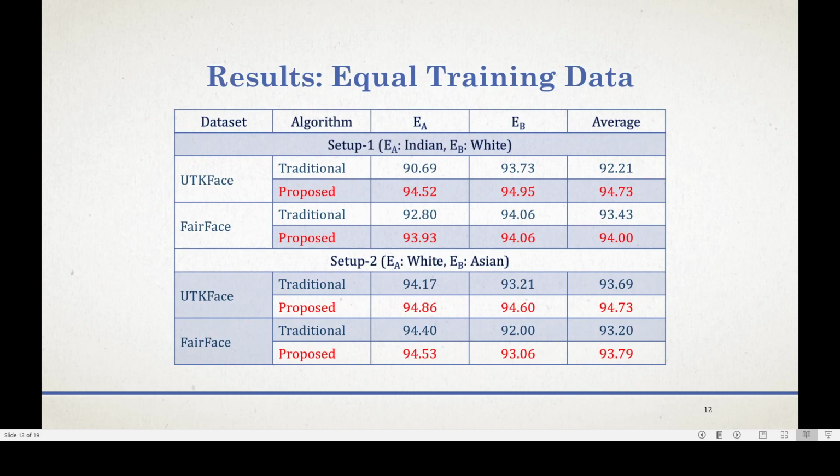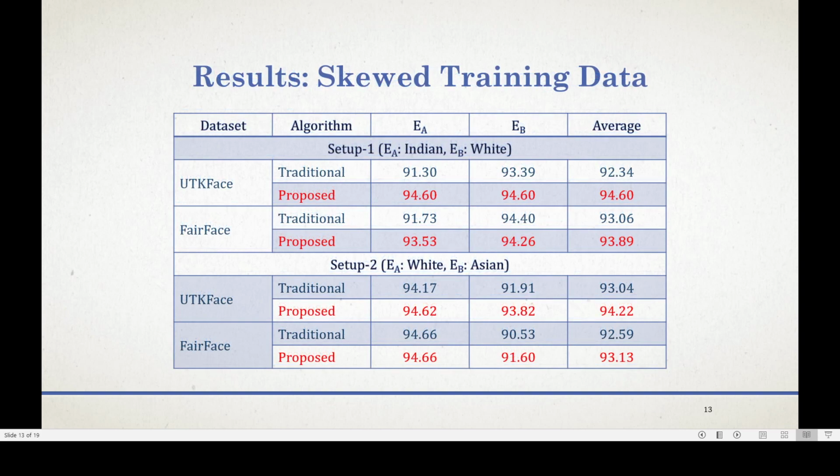Looking at the results for the first protocol with equal training data, results are reported using the proposed filter drop technique and compared with the traditional method of using all the learned filters at the time of testing. The proposed filter drop obtains similar accuracies across different ethnic groups. Now, when we look at the results of the second protocol, that is for skewed training data, we observe that the results obtained by the proposed approach are near about similar for the two ethnicities despite the training data being heavily skewed with a ratio of 9:1.